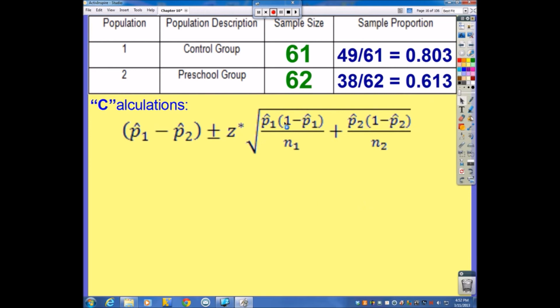So for our calculations, here's that big, ugly, nasty looking formula. Now just start plugging in numbers. We know what these numbers are, these numbers, these numbers. The only number we don't know at this point is the z.